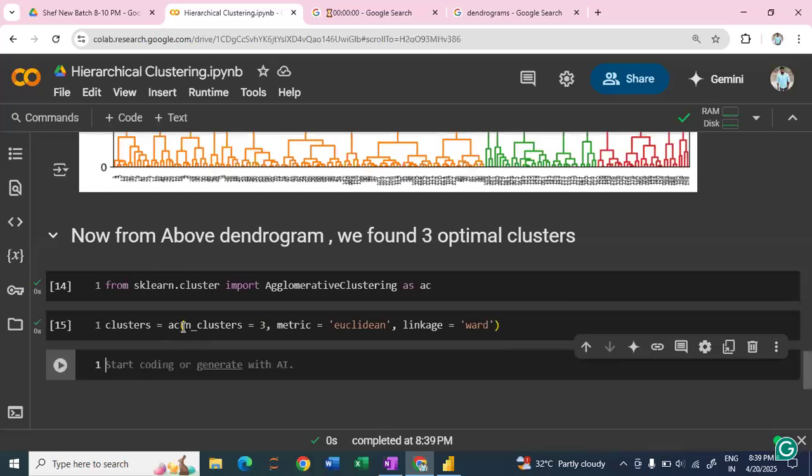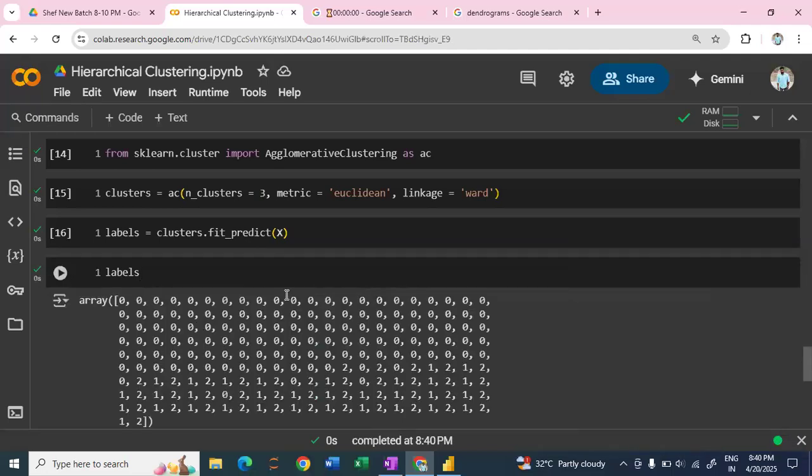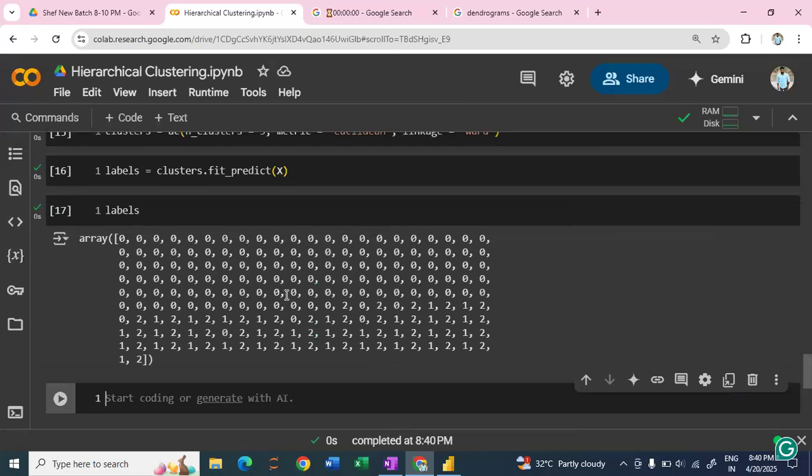Let's run it. Now labels is equal to clusters dot fit and predict. Fit and predict what? The whole data set. Just run it. And labels. See, these are the labels. So 0, then 1 and 2. In total, how many clusters do we have? 3 clusters.